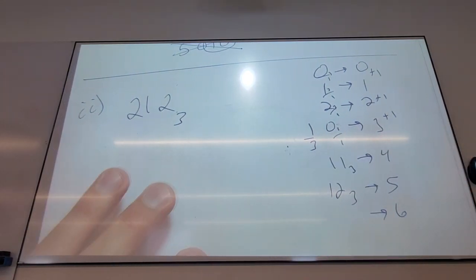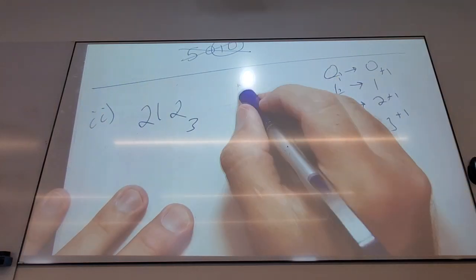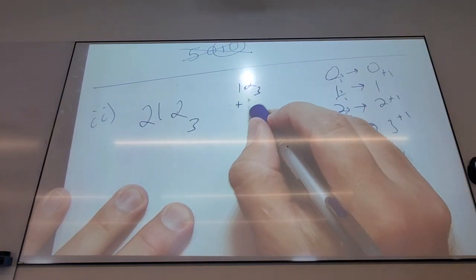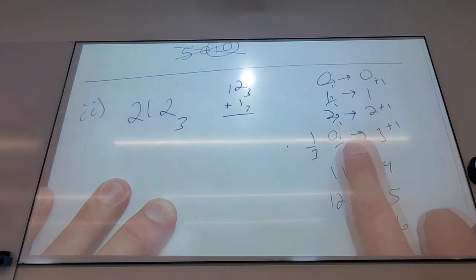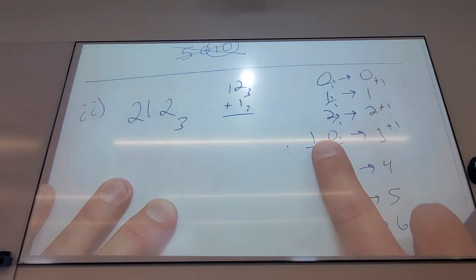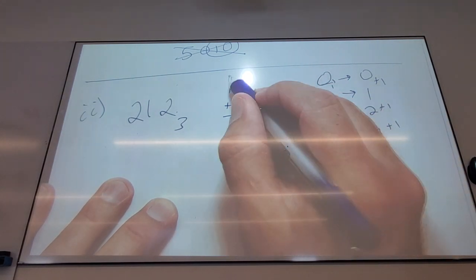Let me see if you guys are cool with this. And you're all like, we're not cool with any of this. So if I have 12 base 3 and I try to add 1 to it, 2 plus 1 is 3, but how do I write 3 in base 3? 10. So do you see how that would carry?